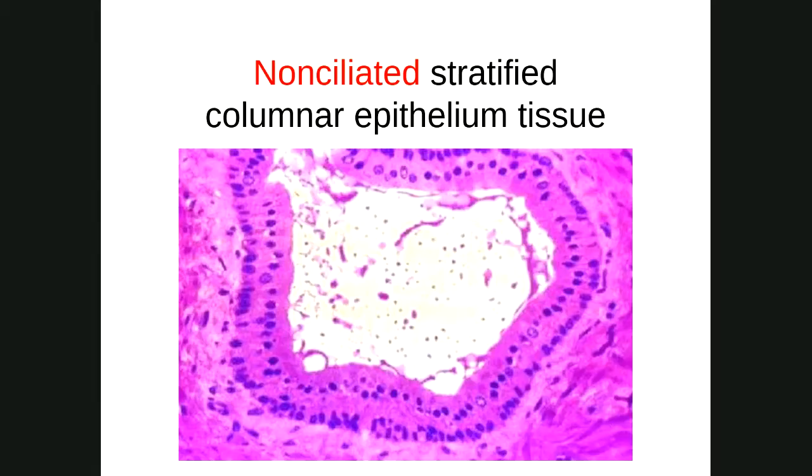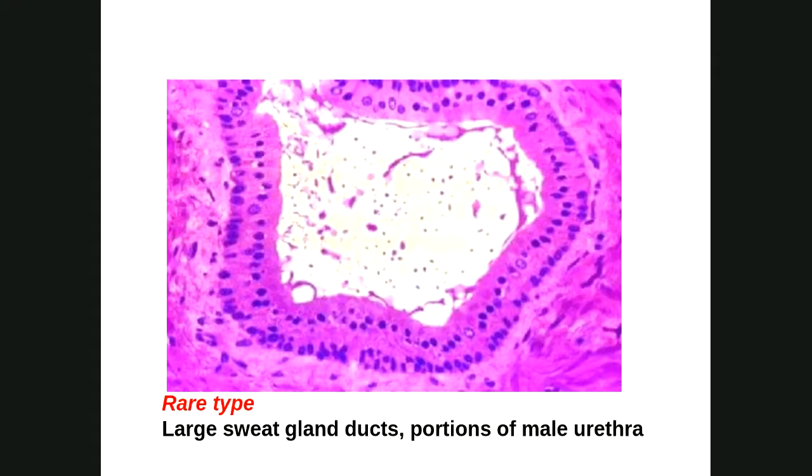All right. I think this is the last one. Nonciliated, stratified columnar epithelium. You can see we have two rows here. This stuff is pretty rare. Again, you're going to find this with glands, the larger ducts of salivary glands, like the parotid gland. Again, parts of the male urethra. Pretty rare, pretty rare.